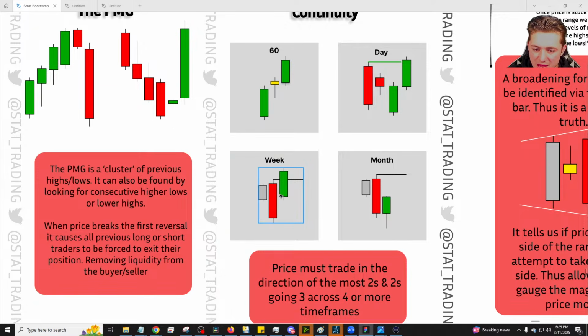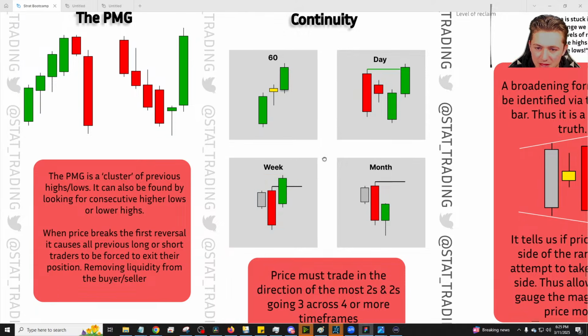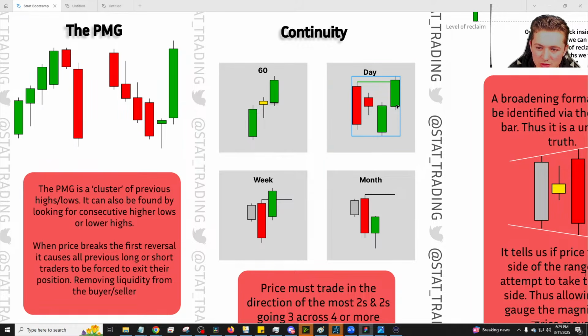Then when we go to the week, it's also a 2 to the upside this week. So we have a 2 going 3 on the month, which gives us a target. We have a 2 on the week in the same direction as the month, and they're both green. Then we go to the day. We have a 2 to the upside on the day. Then we go to the 60. We have a 2 to the upside on the 60. So at this point, it's going up on a 60-minute basis. It's going up today. It's going up this week. It's going up this month.